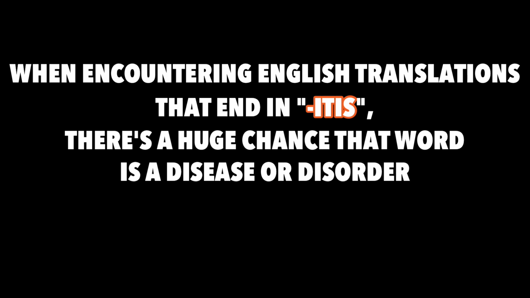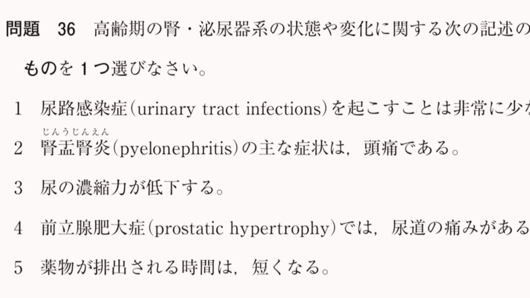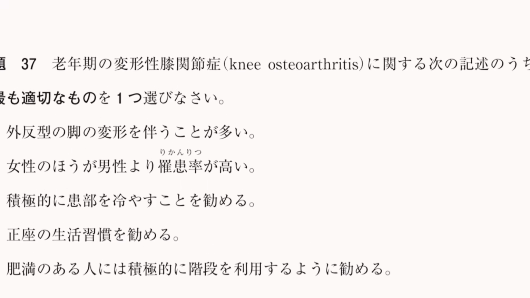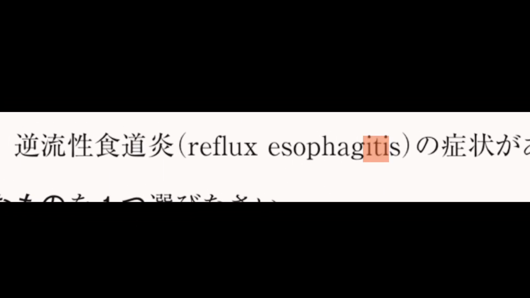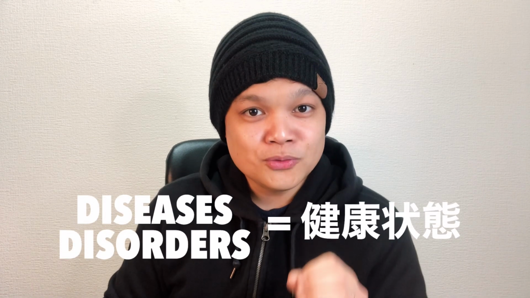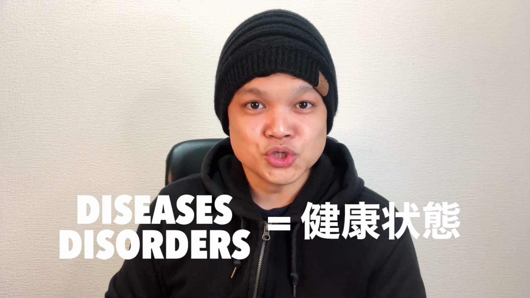There's a trick to that. But remember, this trick that I'm about to tell you is not applicable to every question in the exam. The trick is that when encountering English translations that end in itis, there's a huge chance that word is either a disease or a disorder. Examples of these words are... Always remember, diseases and disorders almost always belong to Kenko Jotai.